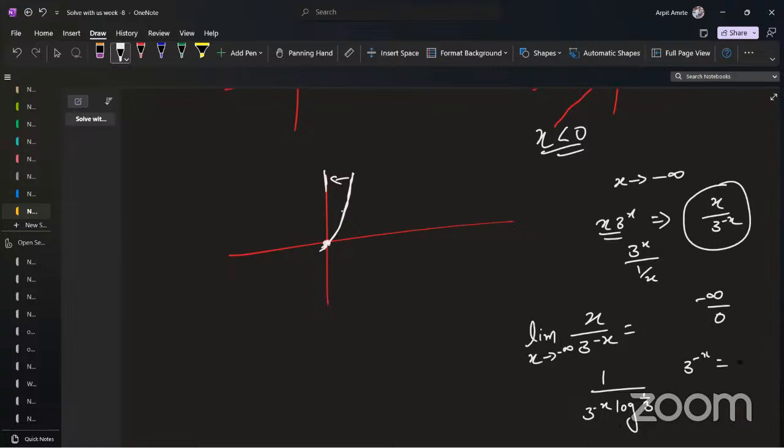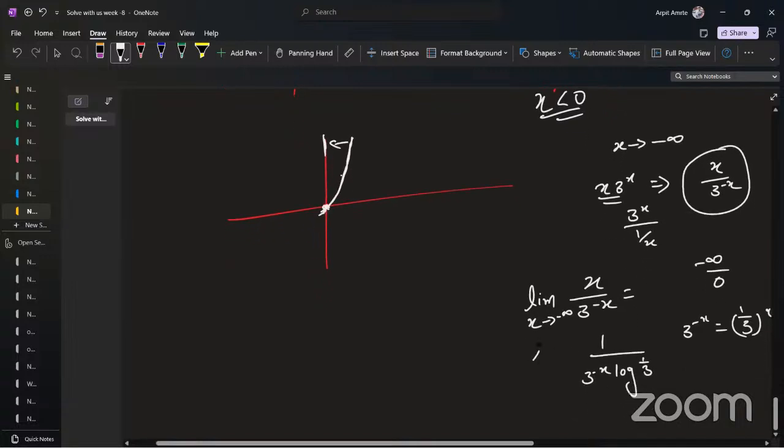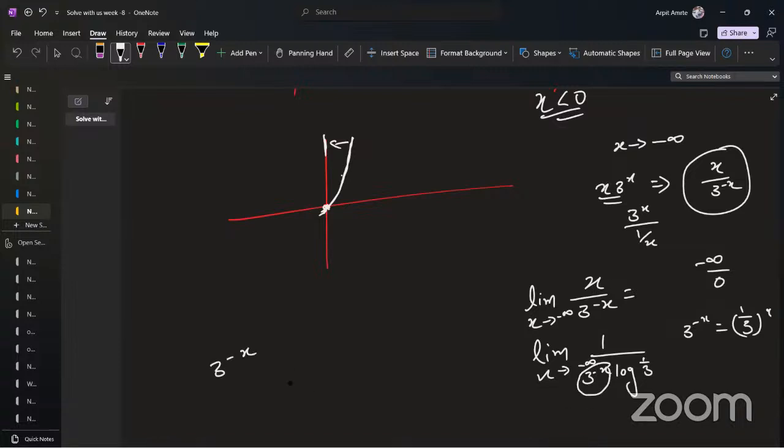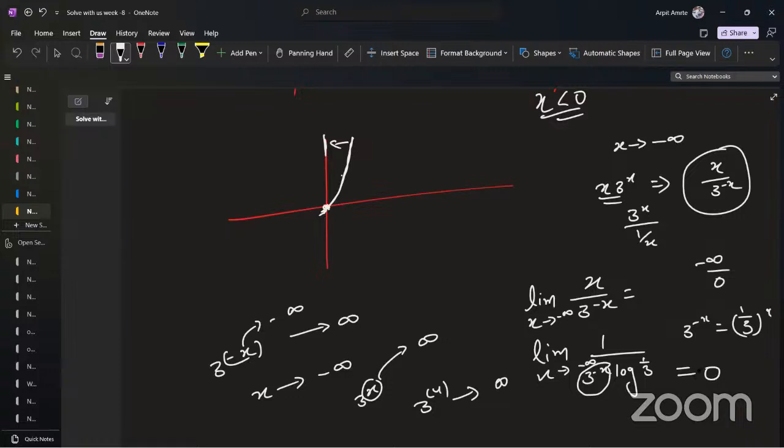3 raised to the power minus x is basically 1 by 3 raised to the power x, no? So what will it be as x goes towards minus infinity? This whole term will become infinity, right? In 3 raised to the power minus x, if x goes towards minus infinity, then minus x goes towards plus infinity, and 3 raised to the power something going towards plus infinity will go towards plus infinity only, right? If the exponent goes towards infinity, the whole term will go towards plus infinity only. It means that as x tends to minus infinity, the whole term will go towards 0 only.